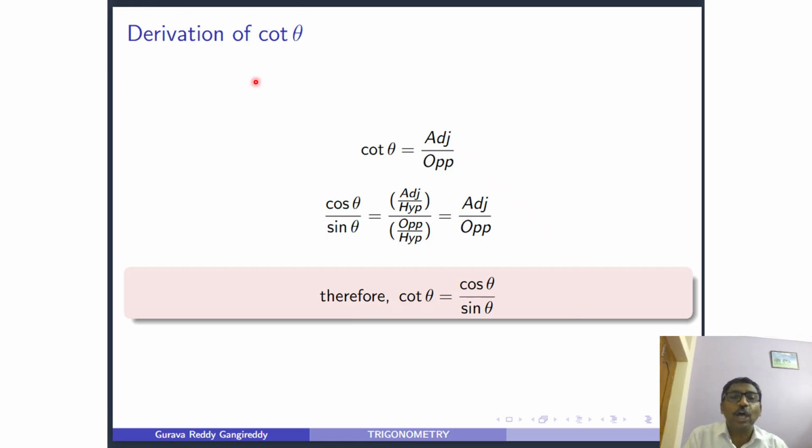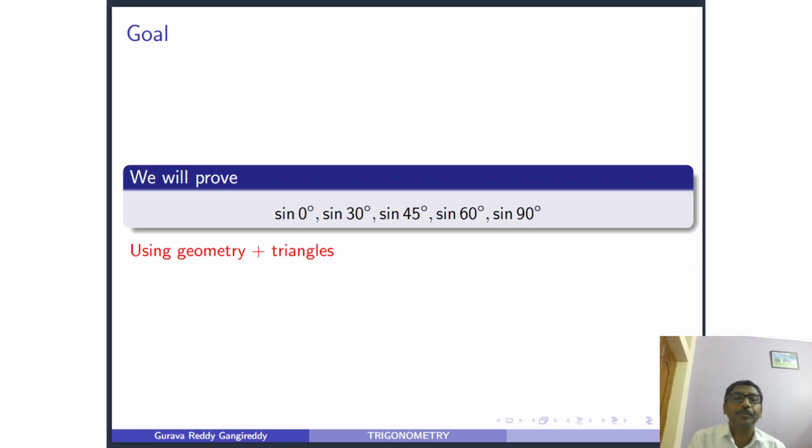Derivation of cot theta equal to adjacent by opposite: cos theta by sin theta is equal to adjacent by hypotenuse by opposite by hypotenuse. This is equal to adjacent by opposite. Therefore, cot theta equal to cos theta by sin theta. Our goal: we will prove sin 0 degrees, sin 30 degrees, sin 45 degrees, sin 60 degrees, sin 90 degrees using geometry and triangles.